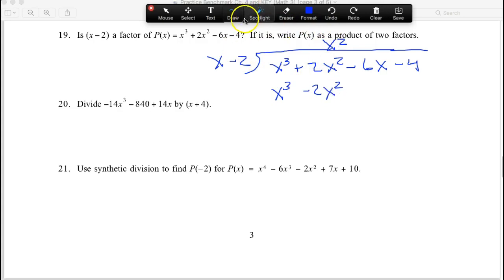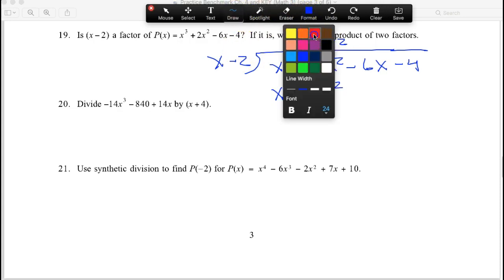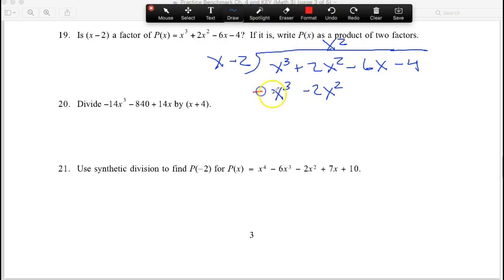Now, just like when I do regular long division, I have to subtract and bring down. So subtract this whole thing. This becomes minus, this becomes plus. Distribute the negative. That eliminates. If that doesn't eliminate, you did something wrong. 2x squared plus 2x squared is 4x squared. Now bring down the next term, negative 6x.